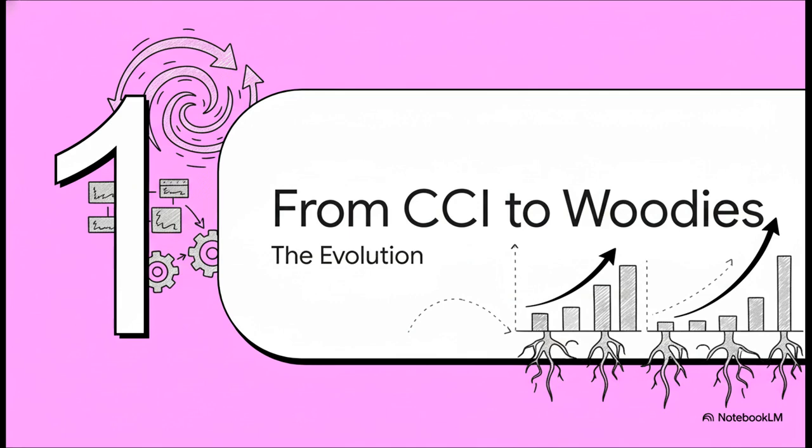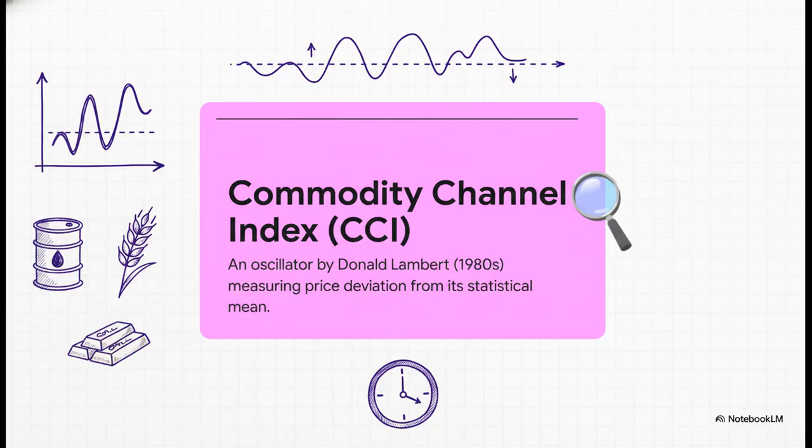To really understand how to use any tool, you've got to know its origin story. So, to get a real grip on the Woodies CCI, we first need to look at the foundation it was built on. Okay, so the system's DNA really comes from the Commodity Channel Index, or CCI. A guy named Donald Lambert developed it back in the 80s, and its original job was to spot cyclical turns in commodities. The best way to think about it is like a rubber band. It just measures how far the current price has stretched away from its average. And the further that rubber band stretches, the more likely it is to snap back.